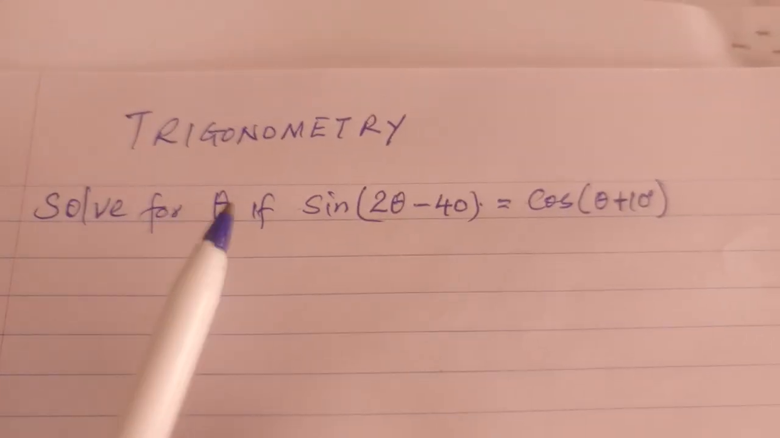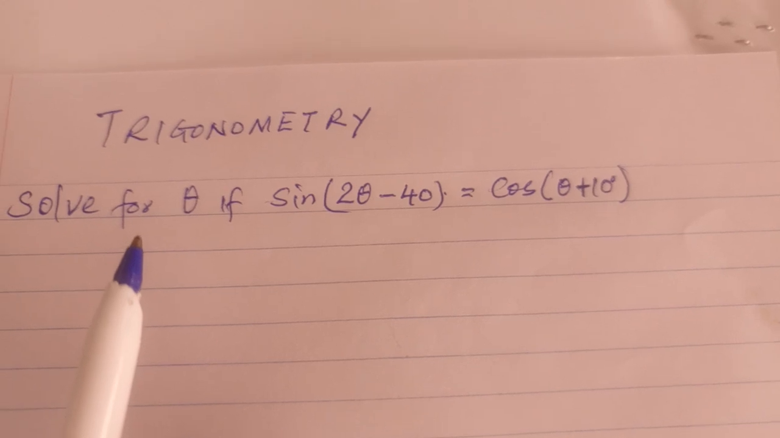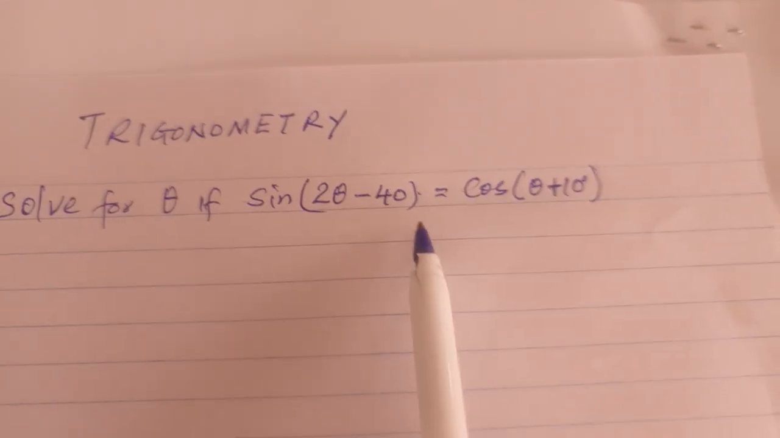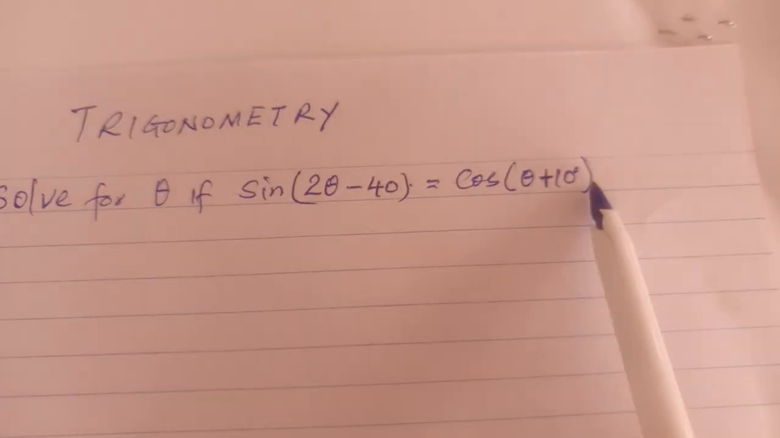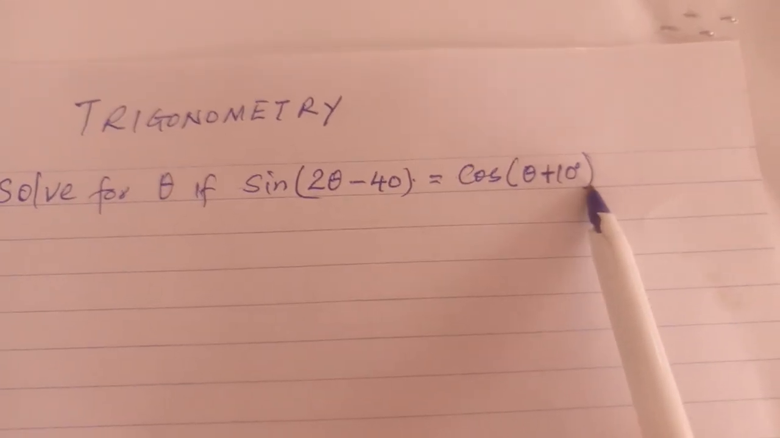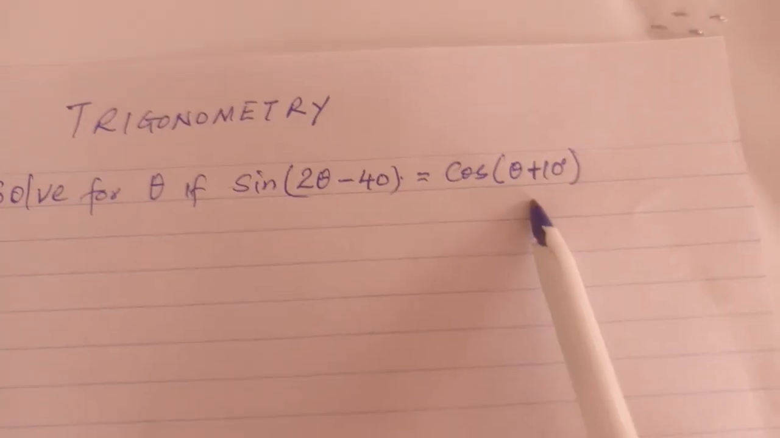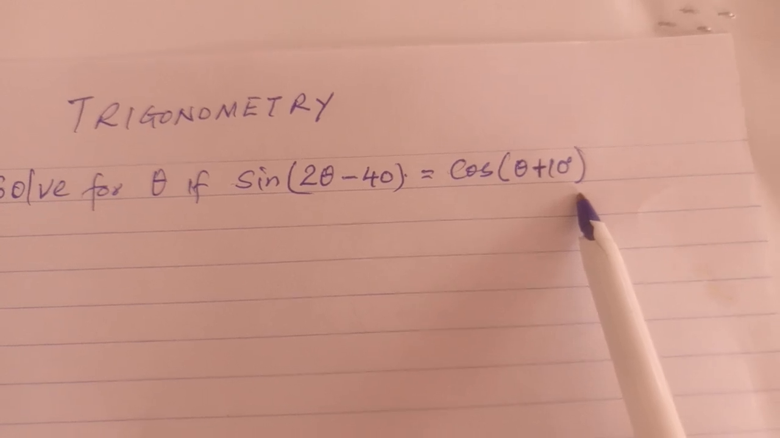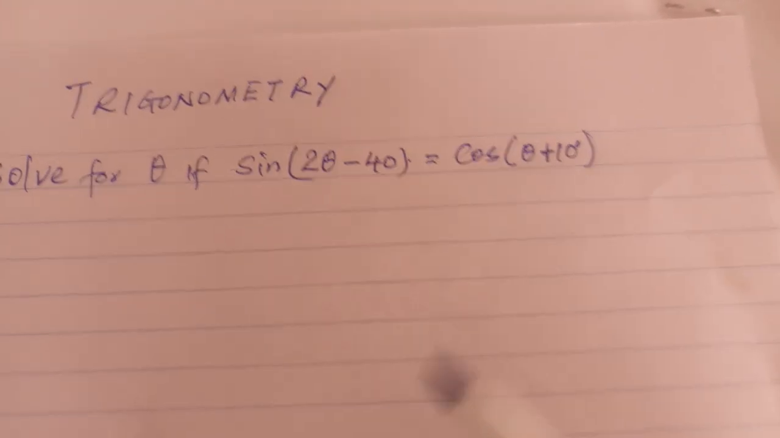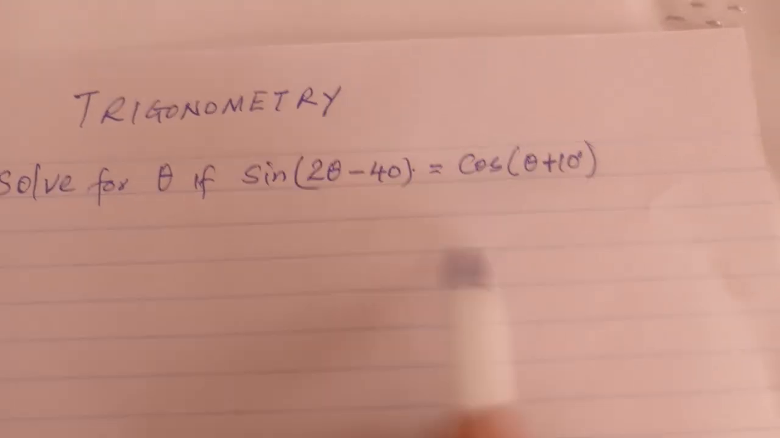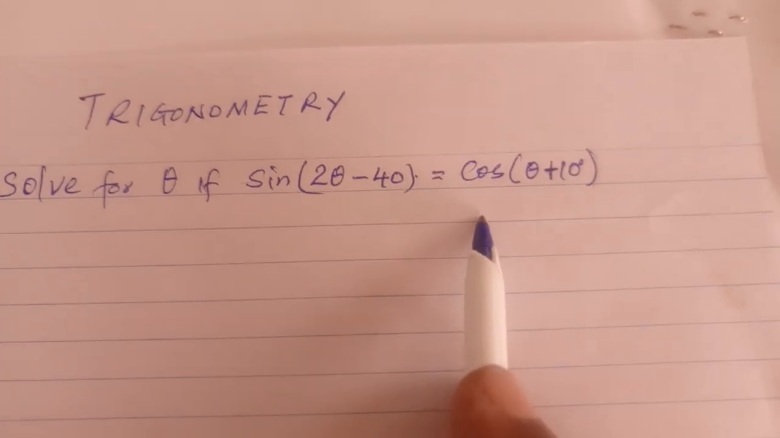So if you have an equation where you are given two different angles, like in this case, the two different angles that we have are 2 theta minus 40, because they're in brackets, and theta plus 10. These are the two angles that we have, and we are told that the sine of one is equal to the cosine of the other. When you have such a scenario, this is only possible if the two angles are complementary.